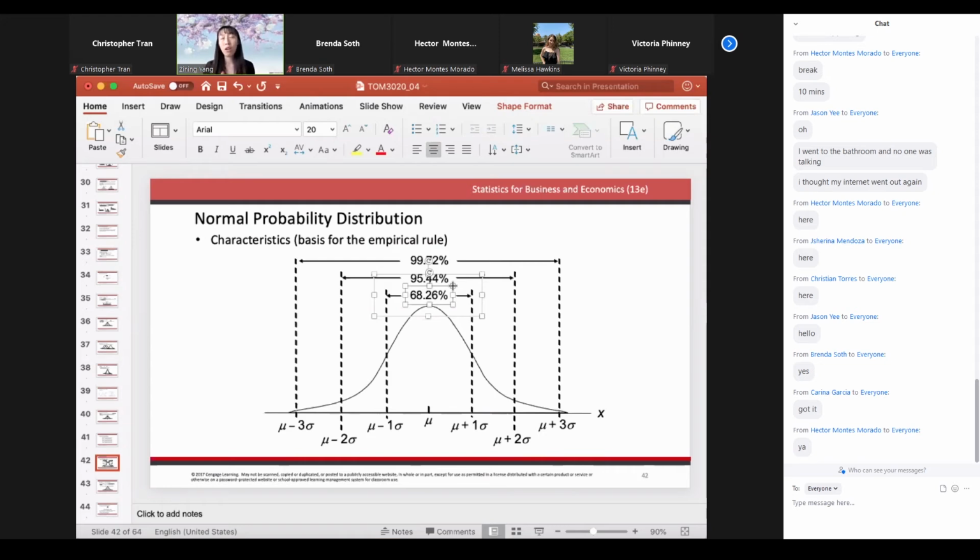So what that tells you is, for example, if I tell you in homework 2, the mean is 88, the standard deviation is 4. And if you are a 92, you are exactly 1 standard deviation above the mean.